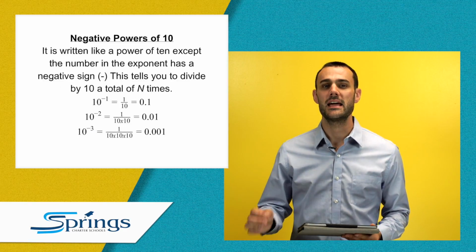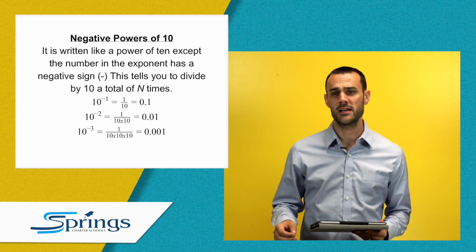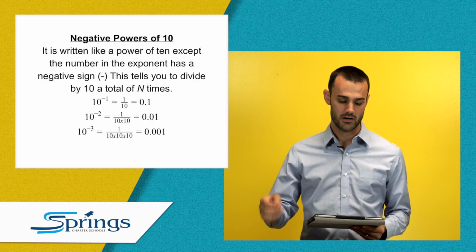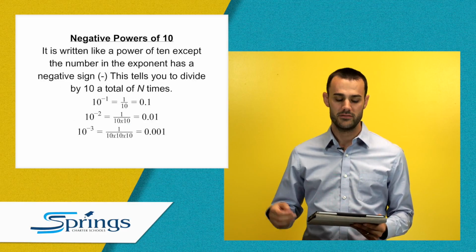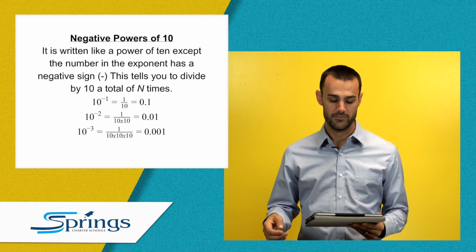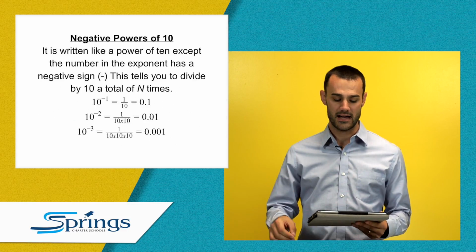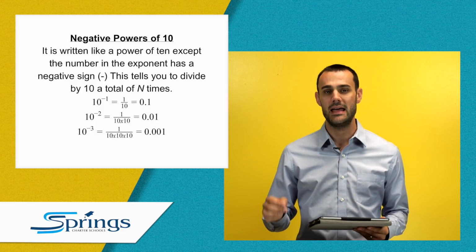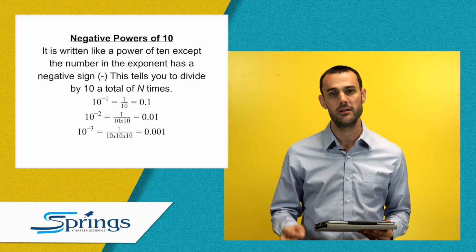Let's take a look at negative powers of 10, because yes, negative powers of 10 are something you're going to come across. It is written like a power of 10, except the number in the exponent has a negative sign in front of it. This tells you to divide by 10 a total of n times. And again, that variable n can change.